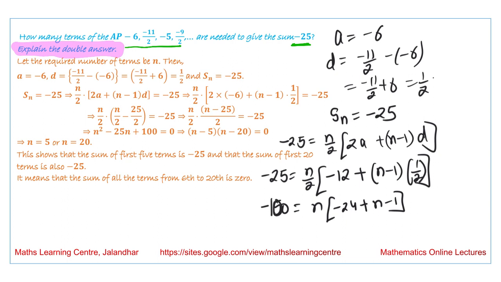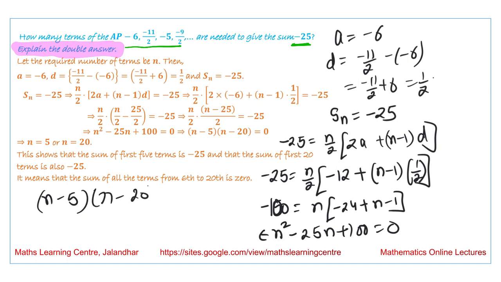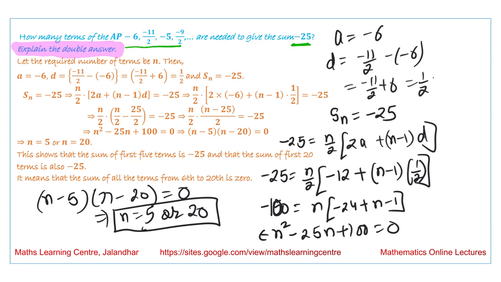On solving this, we will obtain n square minus 25n plus 100 is equal to 0. It is a quadratic equation in n, and its roots are given by (n minus 5) into (n minus 20) equal to 0. So this implies n is equal to 5 or 20. Now why are we having these two answers?